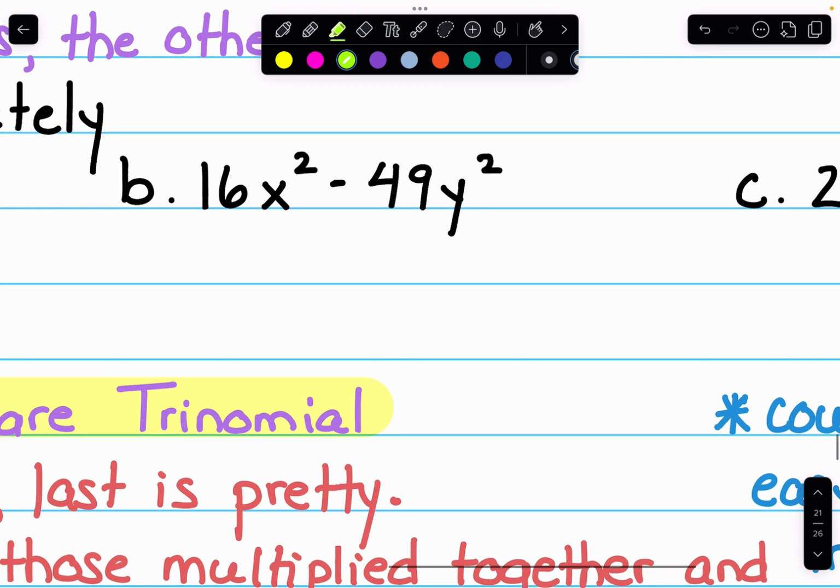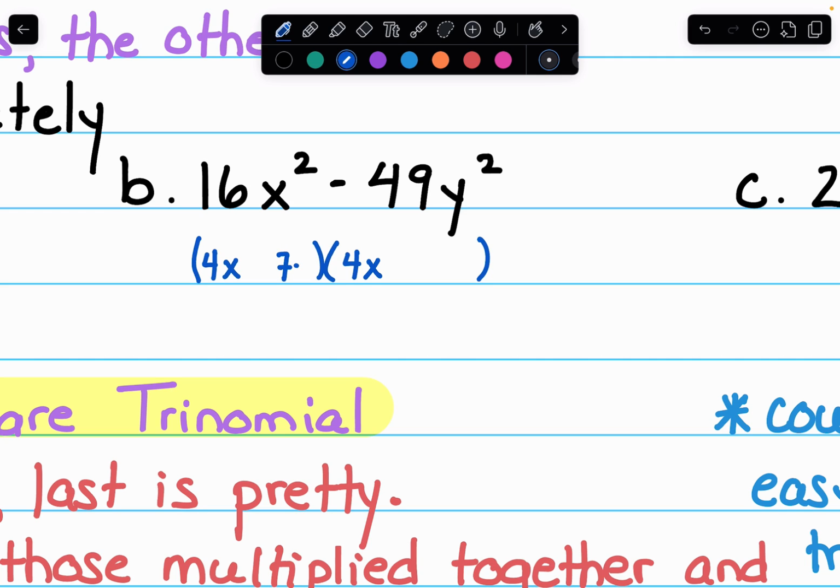This one. 16 is pretty. 49 is pretty. X squared and y squared are pretty. The square root of 16x squared is 4x. The square root of 49y squared is 7y. One gets a plus, one gets a minus. Just like that.